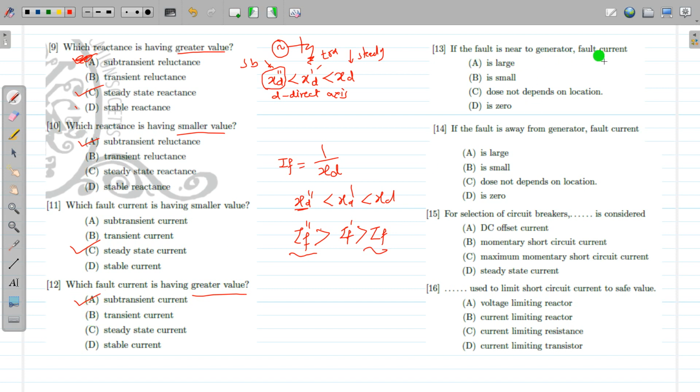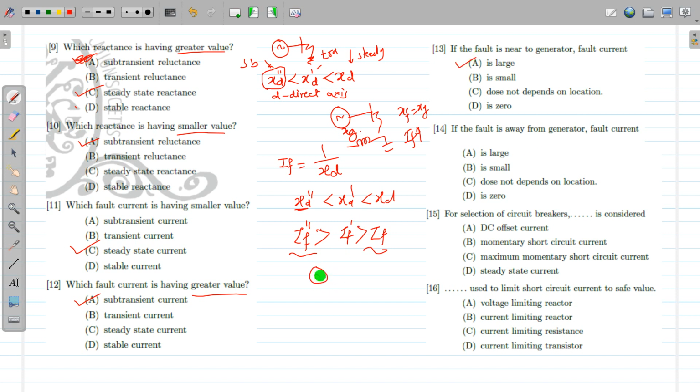If the fault is near to the generator, the fault current is larger. If the fault is very near to the generator, the opposition is only due to the generator reactance. So the impedance up to the fault is only Xg. Hence your fault current will be the greater. Okay, so it is larger.